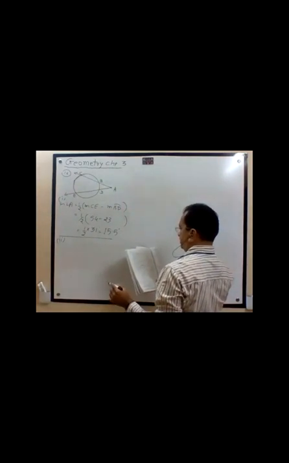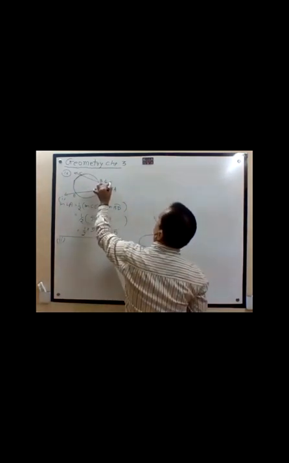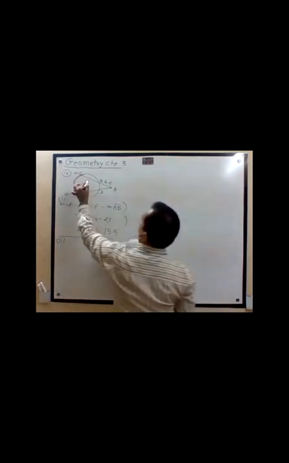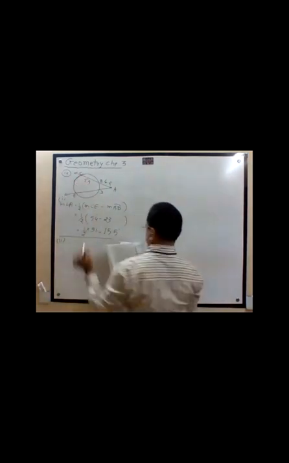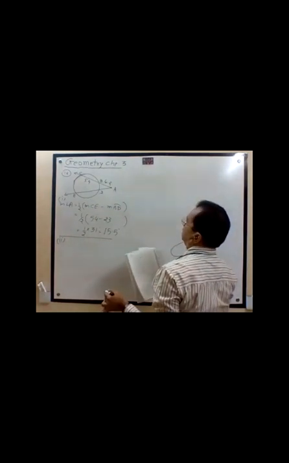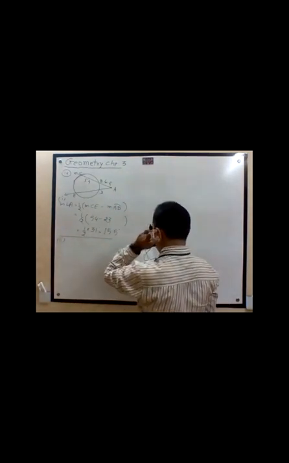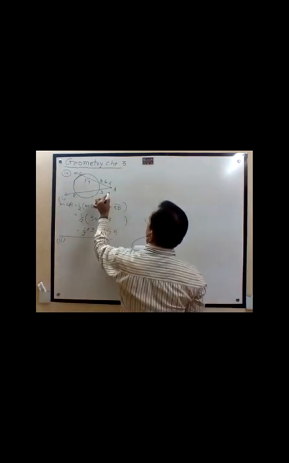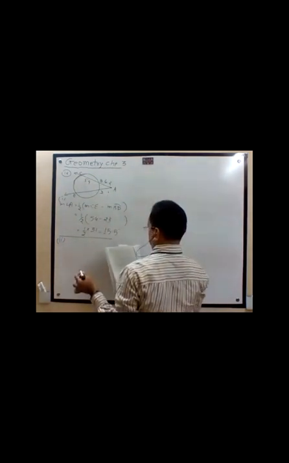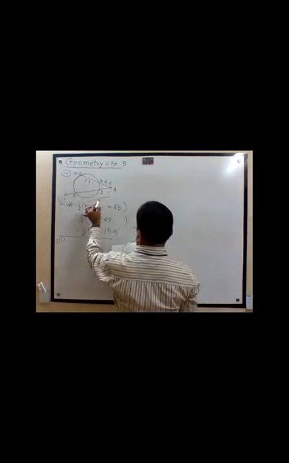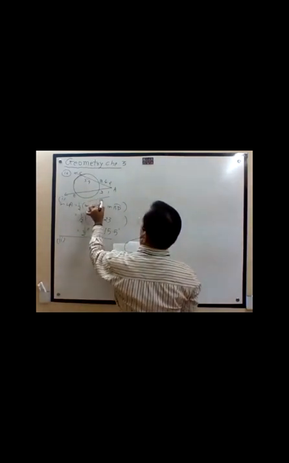AB is 4.2. B to C is 5.4. AE total. AD is the question. A to E is 12.